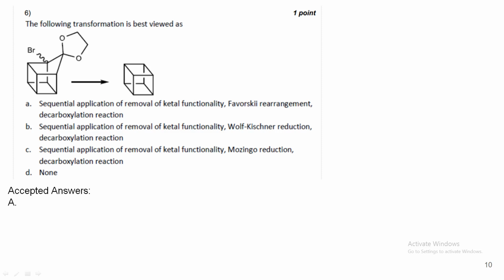So first thing is this, and then this Favorskii and Ricard. So it would be the right answer. So just pick the previous one. We have discussed this. So how we would perform that ketal protection followed by Favorskii and decarboxylation reaction with Wolff-Kishner. So let's look at the other things.